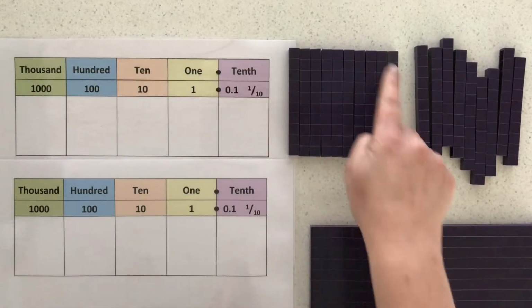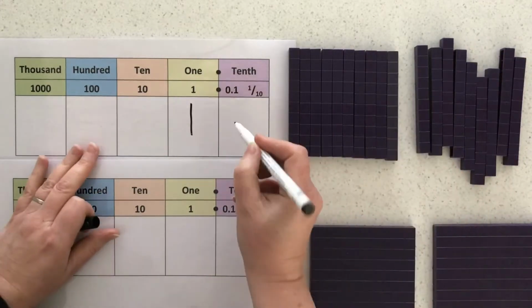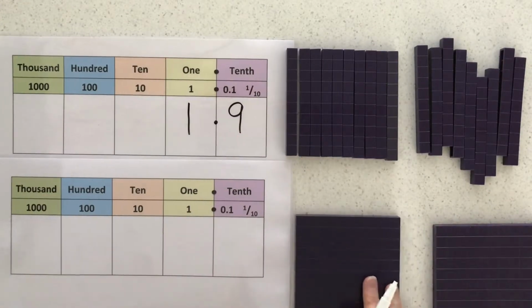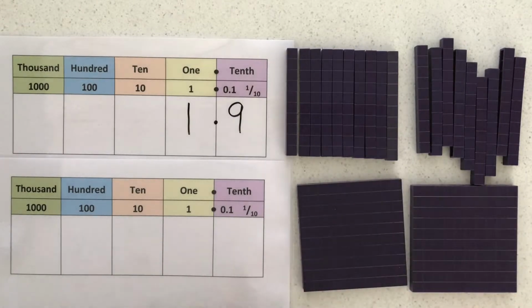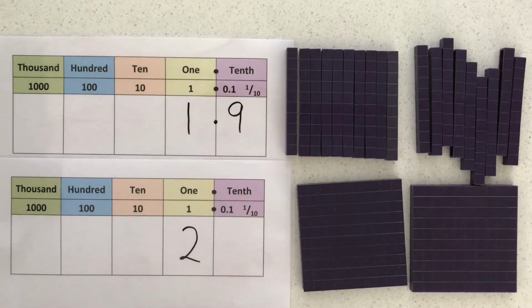These beans represent 1 whole and 9 tenths. These beans represent 2 wholes. To compare two numbers, we compare digits with the same place value, starting with the largest place value digit. The ones digit has the greatest value. 2 is greater than 1. So 2 is greater than 1.9.